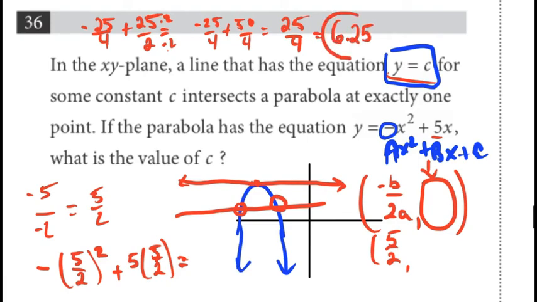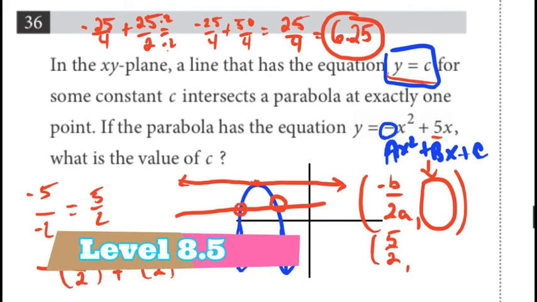For your response answer, 6.25. Pretty difficult question. Give that a level of difficulty, I'd say that one is an 8.5. Let's go to number 37.